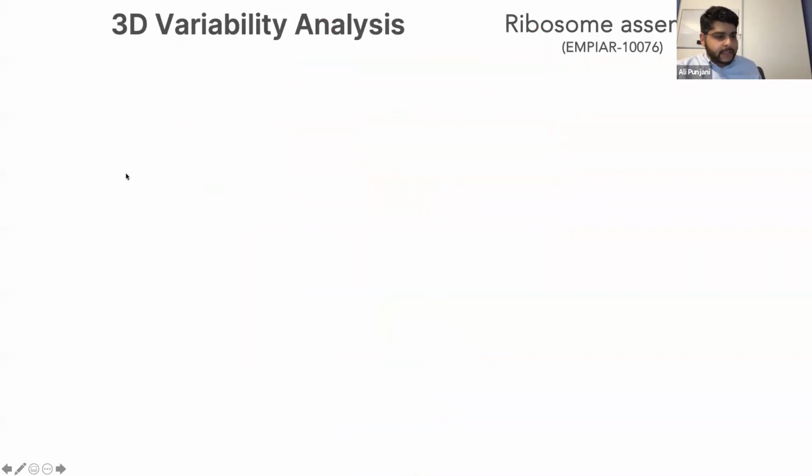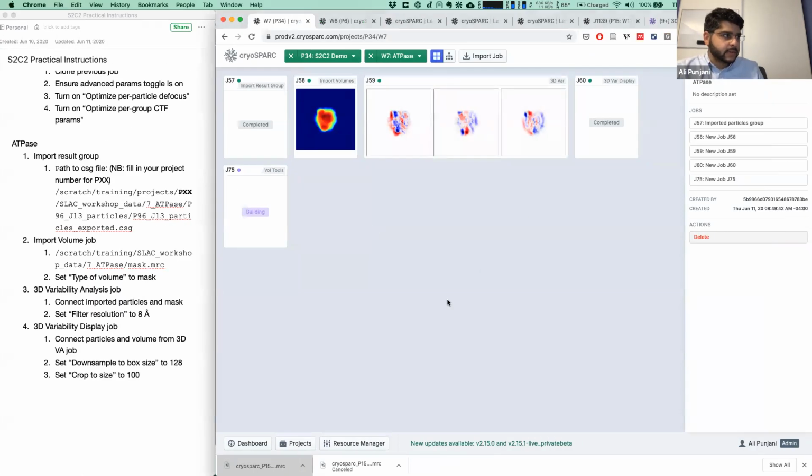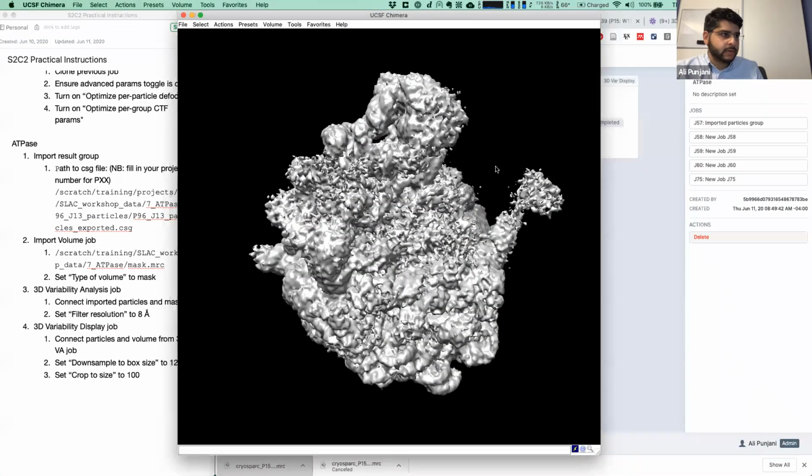Okay, the last example I'm going to show before we get back to our own practical processing that we were doing is a ribosome assembly. This time is an example of not continuous flexibility, but discrete heterogeneity that 3D variability analysis can also be very useful in detecting, including and beyond what things like heterogeneous refinement and Ab-initio reconstruction can do. So for this data set, I'm actually just going to show you what the protein looks like. I have it open here in Chimera.